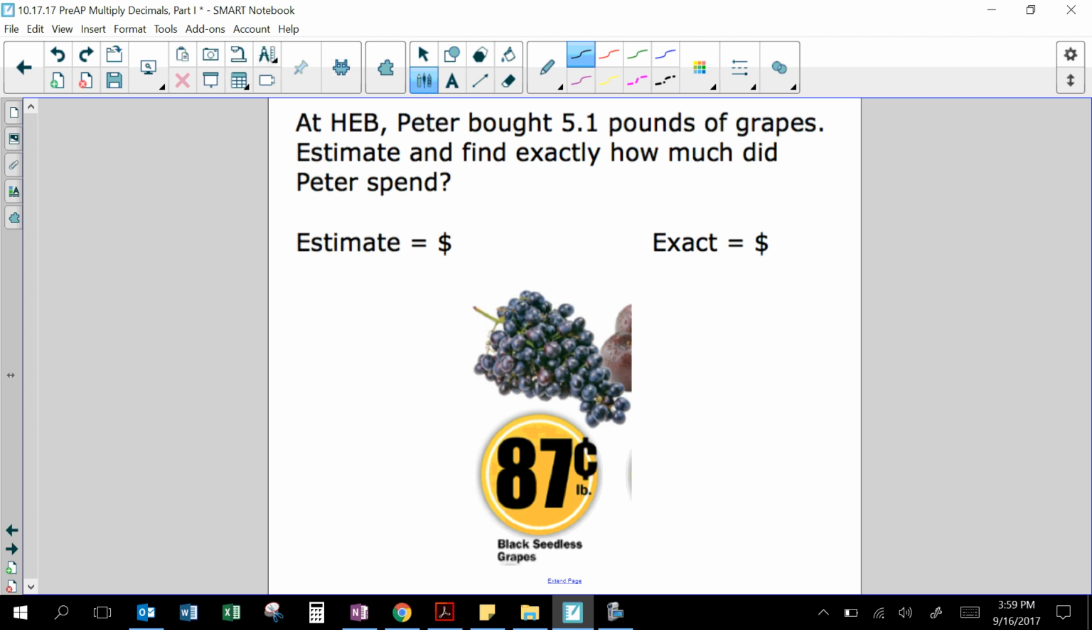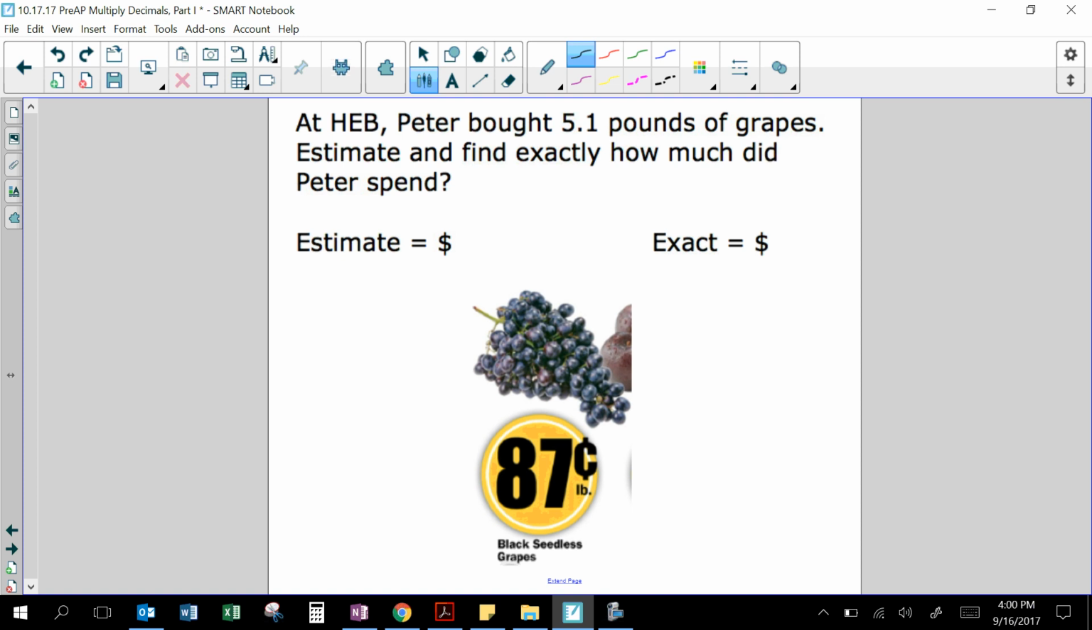So our last thing is you're going to be working with some word problems because in real life you don't go around to see decimals there and say, oh, let's just multiply decimals. There's always a context with it. At HEB, Peter bought 5 1/10 pounds of grapes. Estimate and find exactly how much did Peter spend.